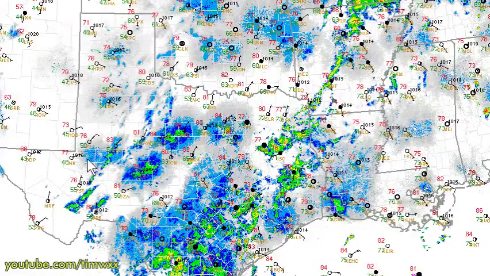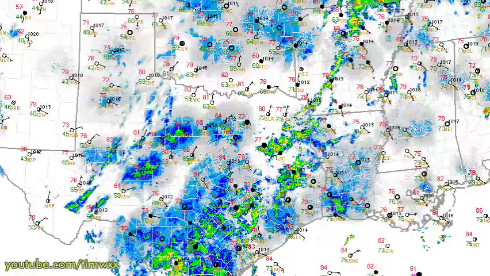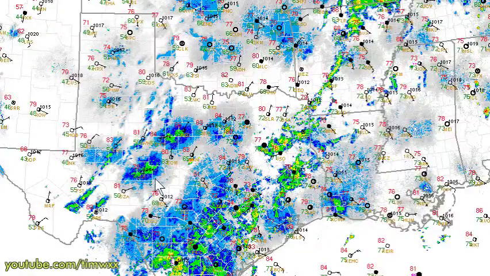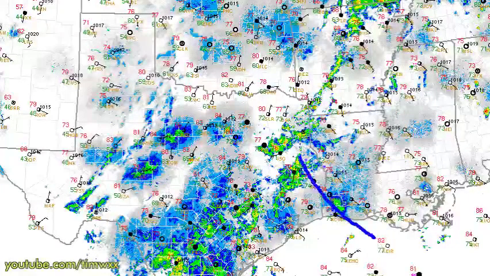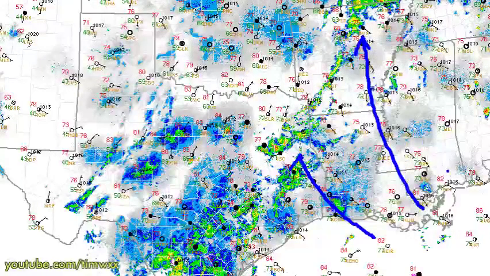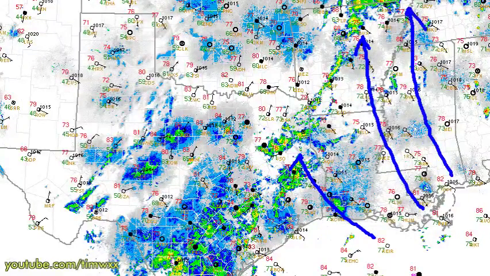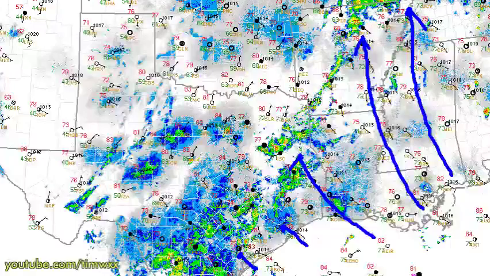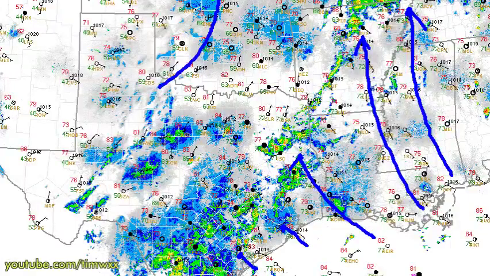Okay, the first thing that we're going to do is look at the big picture here. And we can start out looking at the winds. So let me draw the streamlines on here. So you can see over Louisiana and Mississippi, there's southerly flow. Same thing right on the Texas Gulf Coast. But as you get further inland around Kansas and Oklahoma, we have northerly flow here.